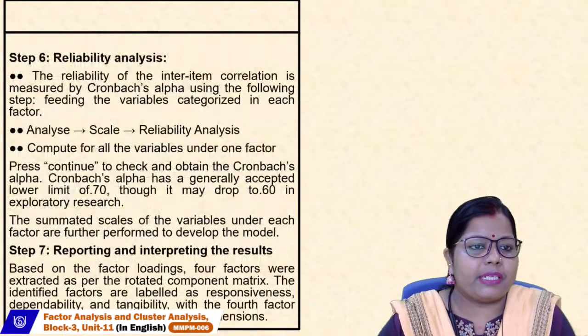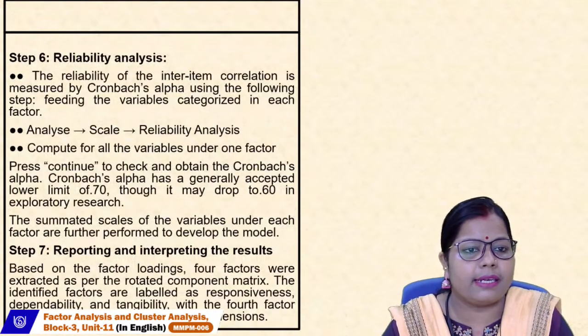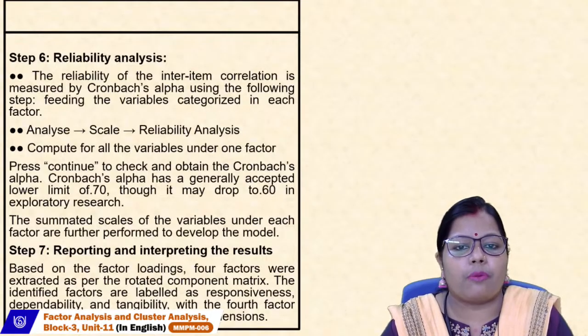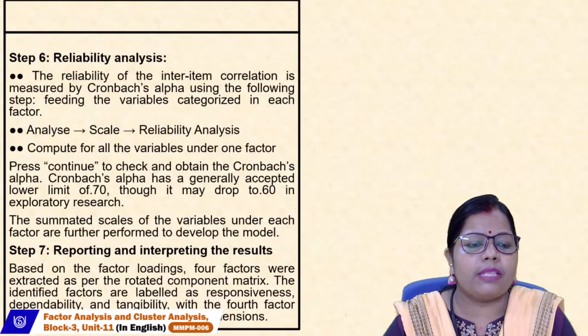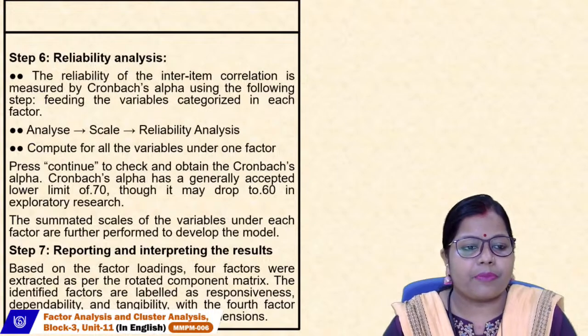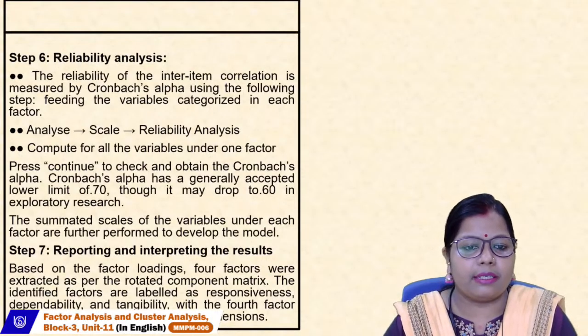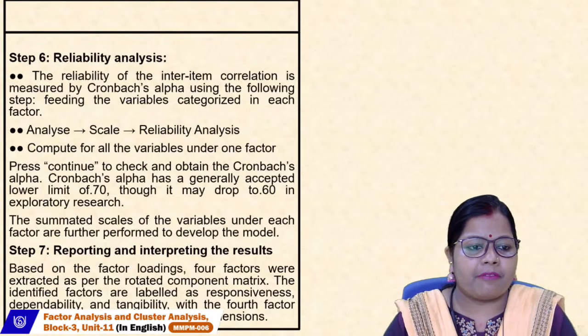So in step 6, we will go for the reliability analysis. So these are the steps I had mentioned. The reliability of the inter-item correlation is measured by Cronbach's alpha using the following steps. For Cronbach's alpha reliability, we will go again to the analysis column. Then we will move to scale. From scale, we will choose reliability analysis. Then we will compute the reliability for all the variables. Then we will press continue. After clicking on the continue button, we will find the Cronbach's alpha value.